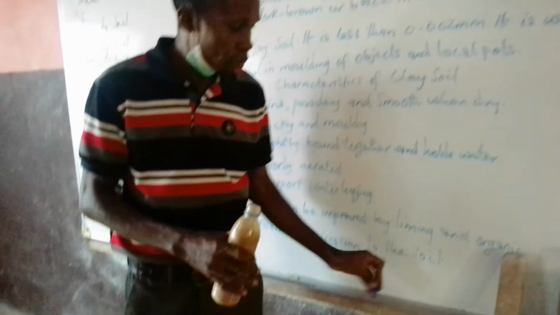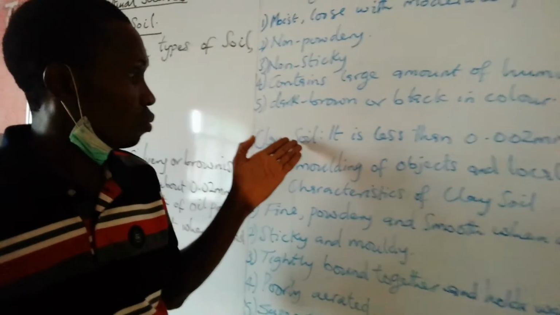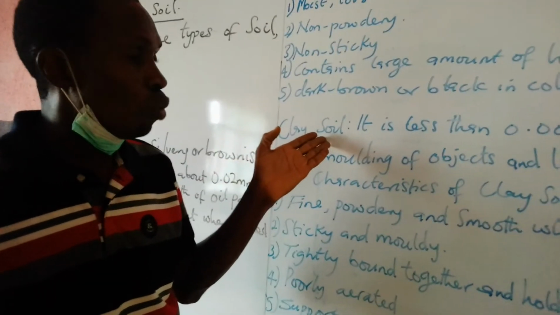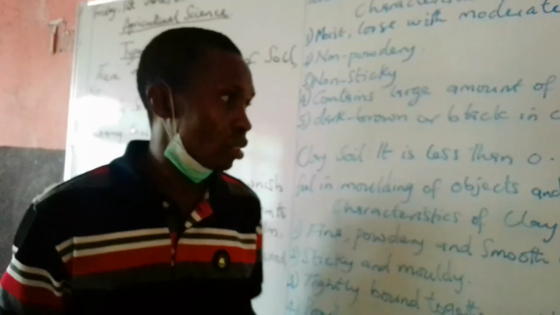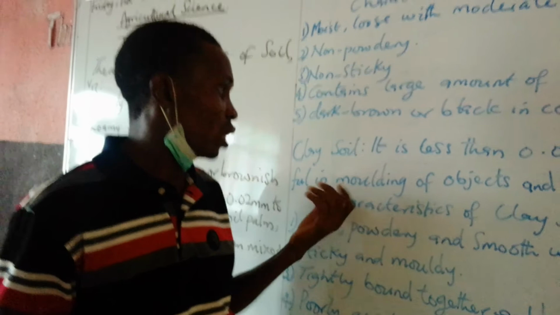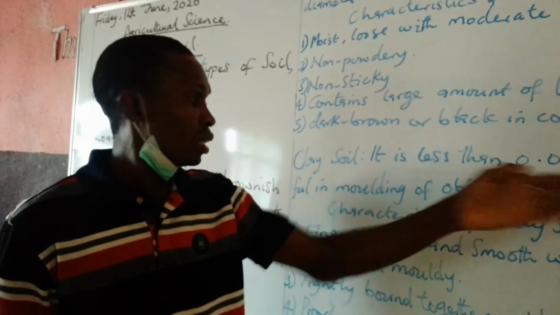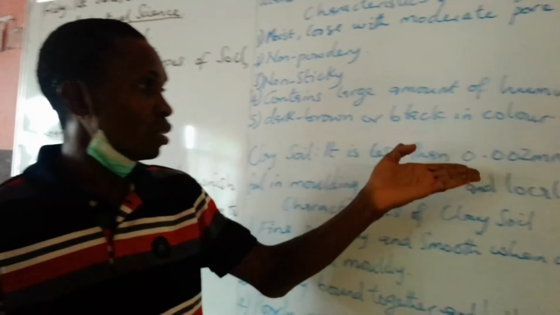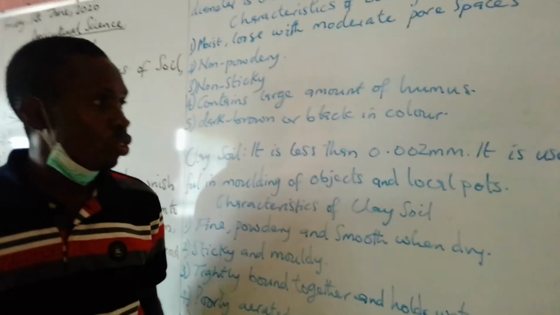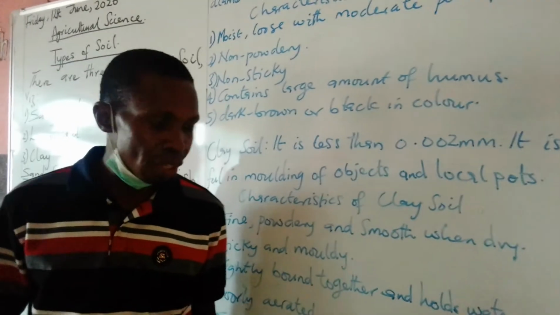Clay soil, you can get clay soil from close to the river. They are majorly gray in color. And most of the time when they are dry, they are caked and very hard to break. When it's wet, you can mold with it. That's why I said it is useful in molding of objects and even local pots. And they have a diameter of less than 0.002 millimeter.